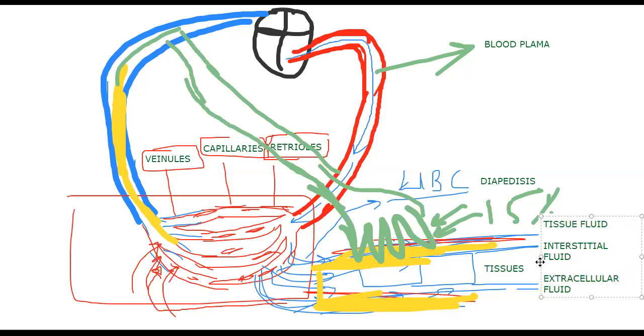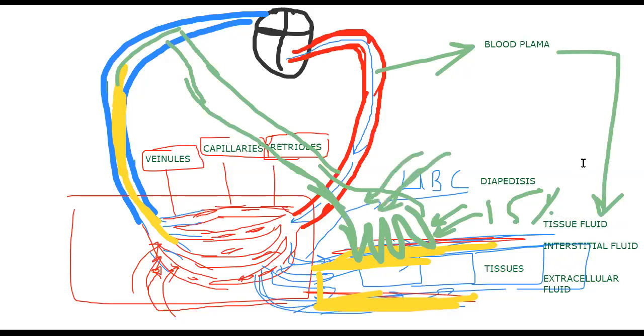So whenever it is in the blood, that is called blood plasma. Then when it comes out through the capillaries, at that time we call it tissue fluid or interstitial fluid or extracellular fluid. Then after returning 85%, the remaining fluid entering into the capillaries, what can it be called? That can be called lymph. Finally, we came to say what is lymph.